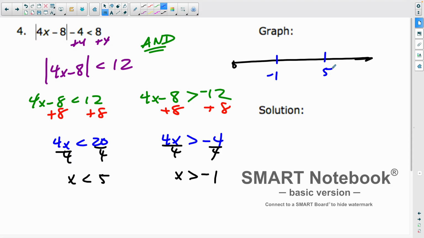All right. So we split it. I added 8 to both sides. So I got 4x is less than 20. I got 4x is greater than -4. I divided by 4. So I got x is less than 5 and x is greater than -1.